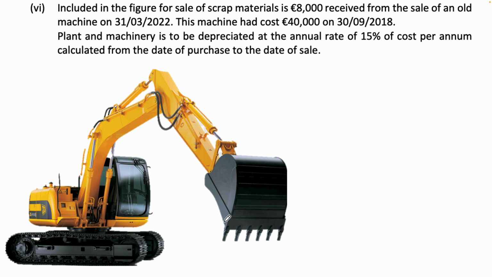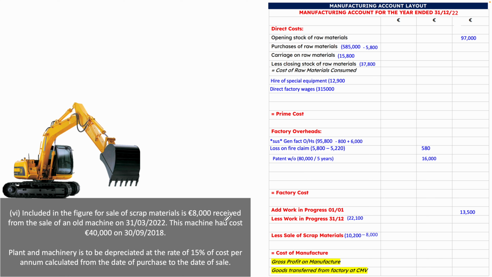Okay, so in manufacturing accounts, our depreciation of fixed assets thing, you know, we usually have in company and sole trader, we have delivery vans, but here we have plant and machinery. So it's more or less the same, okay, just a couple of tiny differences. Now, included in this figure for sale of scrap materials is 8,000 received from the sale of an old machine. It's important that you know that sale of scrap materials is a completely different thing compared to the sale of an old machine. Okay, they are not the same thing. So scrap materials could be like bits of wood, bits of material, whatever, but plant machinery, very different.